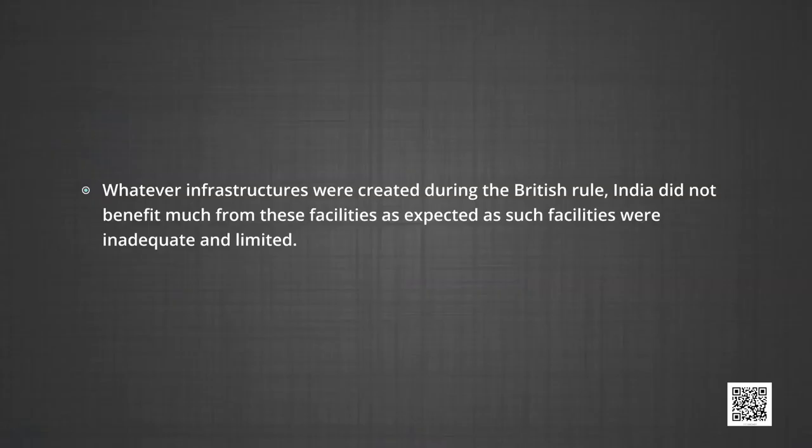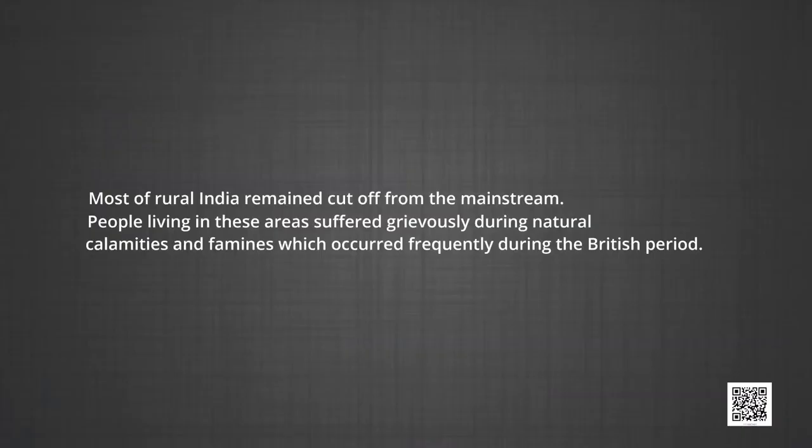Number four, whatever infrastructure was created during the British rule, India did not benefit much from these facilities as expected, as such facilities were inadequate and limited. It is evident from the fact that there always remained an acute shortage of all-weather roads to reach out to the rural areas, particularly during rainy season. Most of rural India remained cut off from the mainstream.